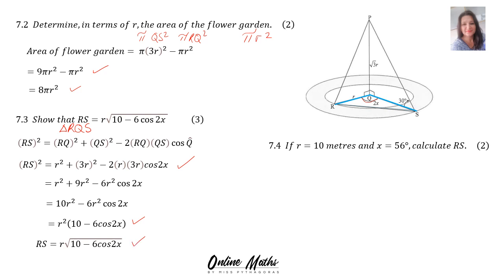7.4, if r is 10 meters and x is 56 degrees, calculate the length of RS. So you just calculated that RS is r root 10 minus 6 cos 2x. In r's place you substitute 10. In x's place you substitute 56. You work it out with your calculator and you find that the length of RS is 34.99 meters. Where's the marks? Substitution, answer.